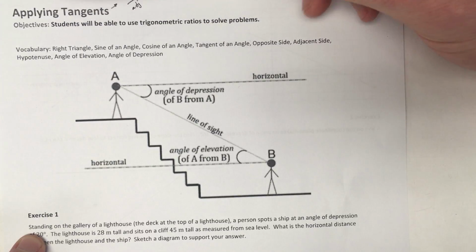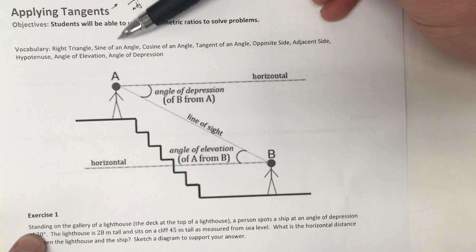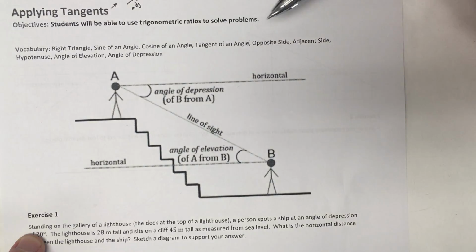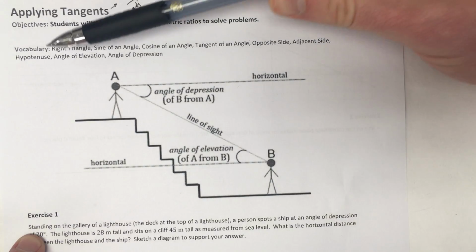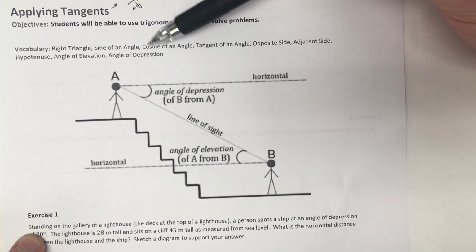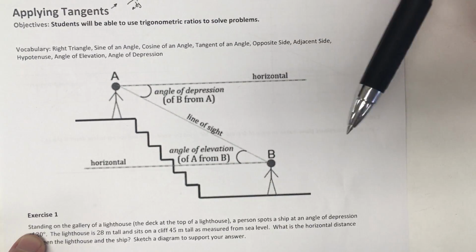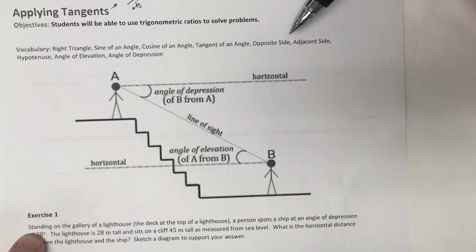So potential vocabulary you're going to use is right triangle, sine of an angle, cosine of an angle, tangent of an angle, opposite side, adjacent side, hypotenuse, angle of elevation, angle of depression. Those two are the newer words that you're encountering today. Again, it becomes very important that you understand and can label the opposite side and the adjacent side as you start looking at these real-world problems. Okay?